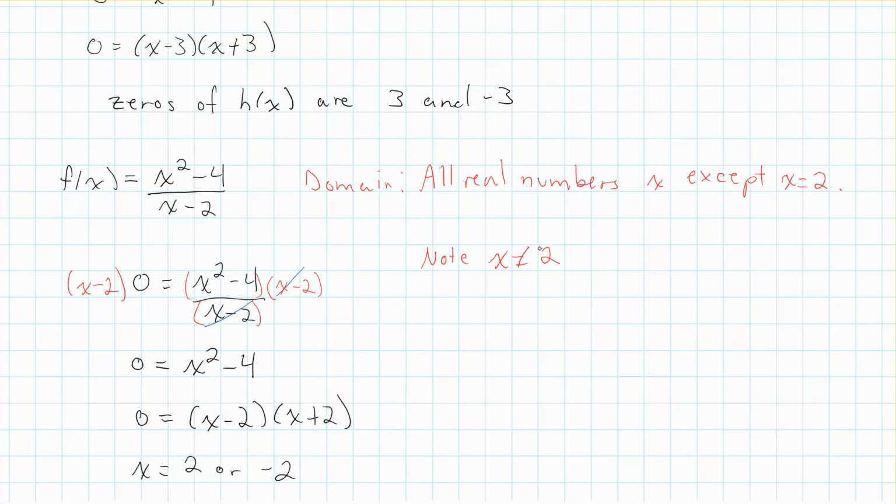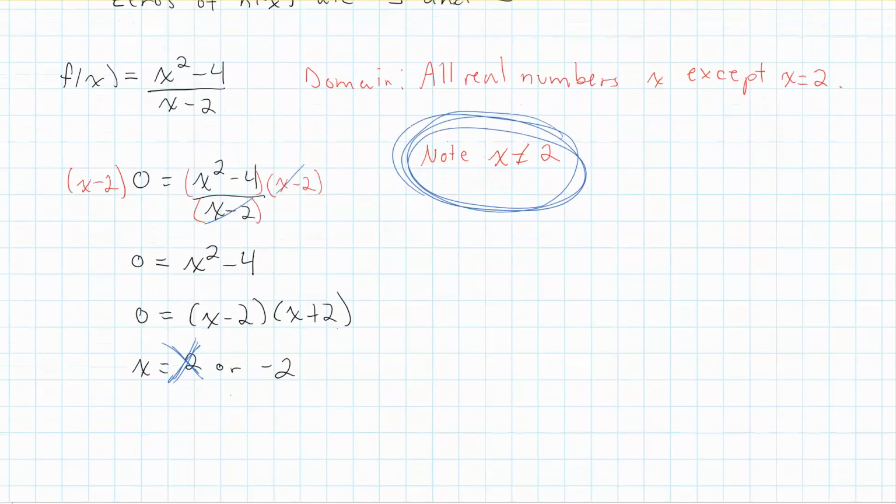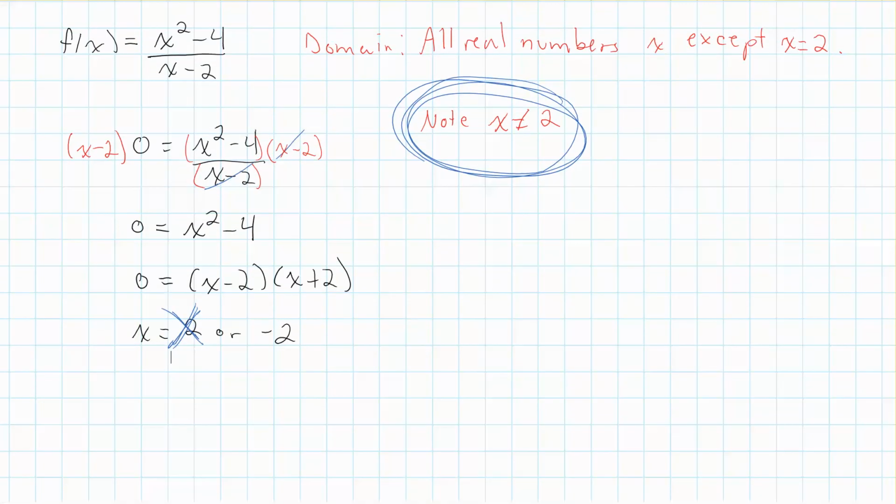However, remember, x can't be 2, so even though I got that answer there, that's not one of my zeros because it's not in the domain. So the 0, there's actually only one for this function. The 0 for f at x is x equals negative 2.